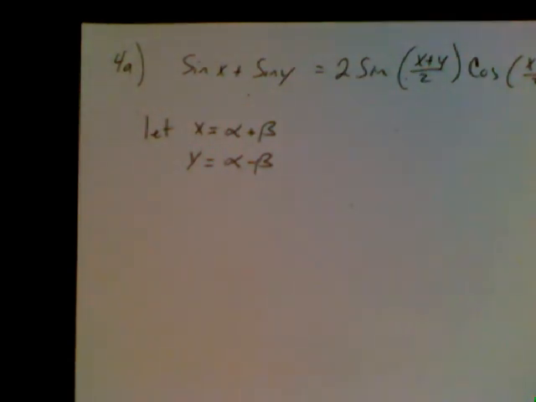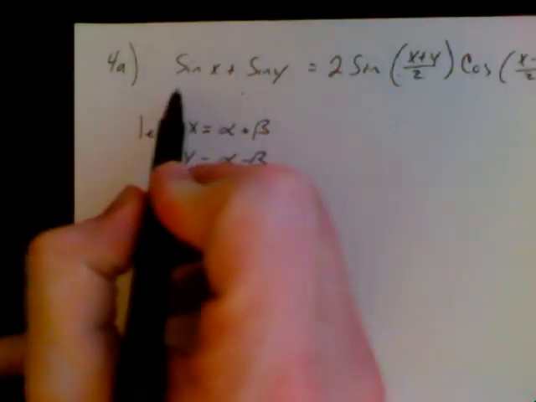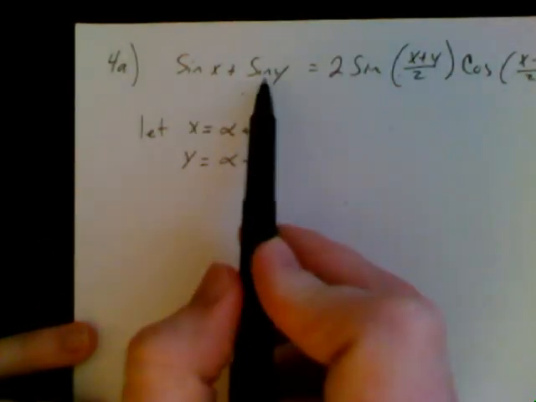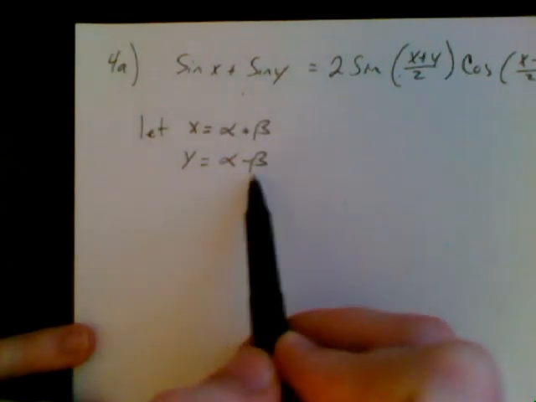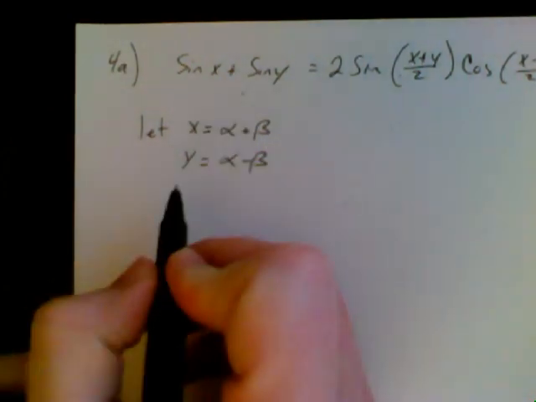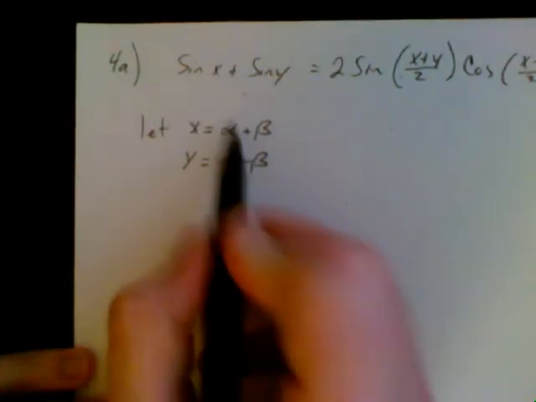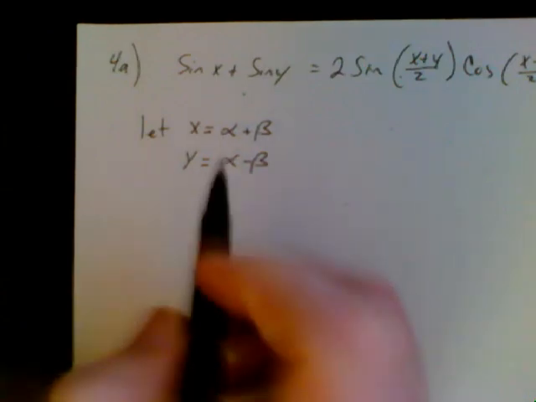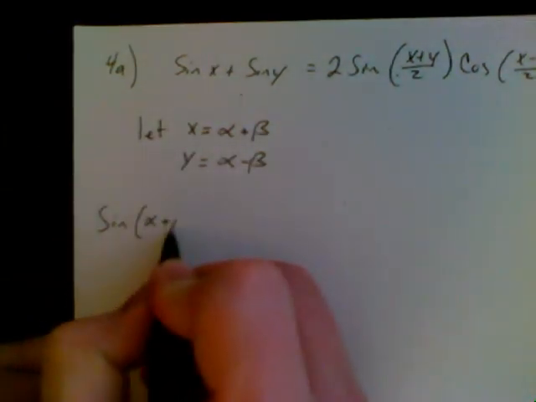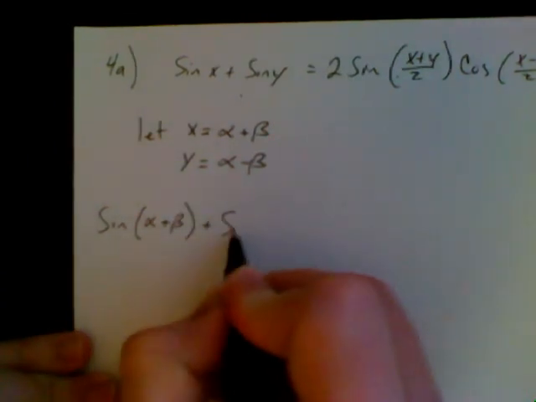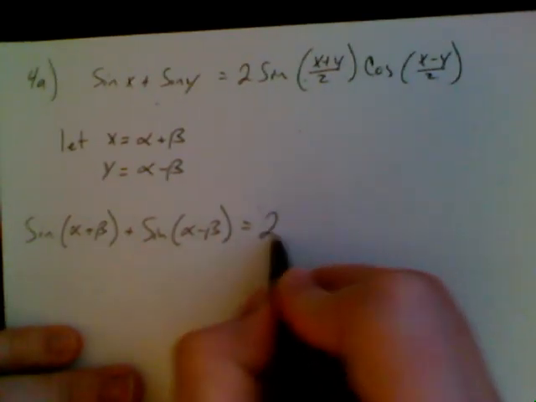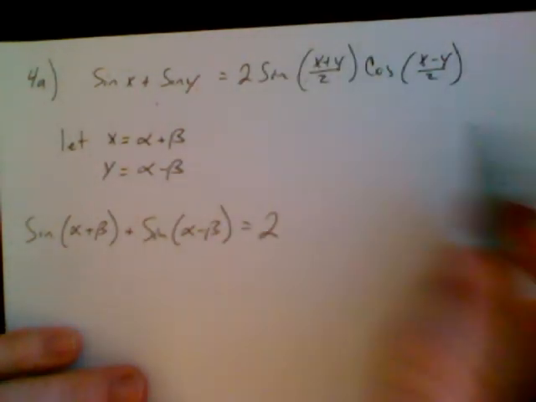Now, after I let this occur, I can look at these first two pieces and say, hey, isn't this the sine of alpha plus beta? I can say, hey, isn't this the sine of alpha minus beta? And I can make that statement. So I'm going to go ahead and do that. I'm going to replace x with what it really is. So I'm going to have sine of alpha plus beta plus the sine of alpha minus beta. And this is supposed to be equal to 2 times this.